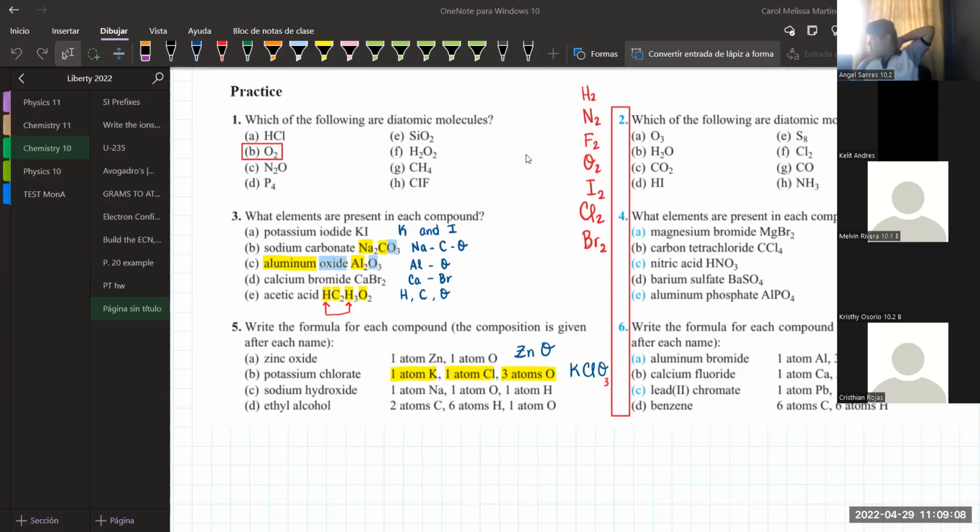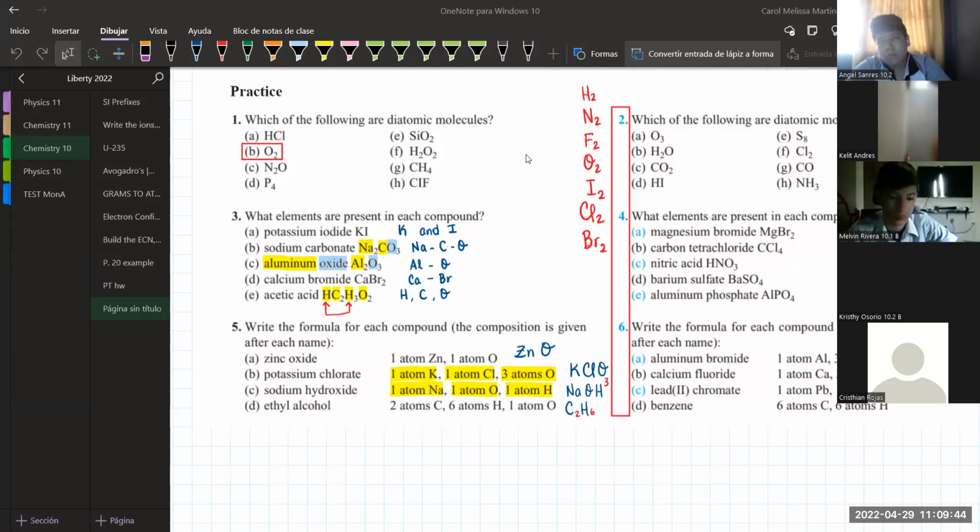For sodium hydroxide, it says that you need 1 atom of sodium, 1 oxygen, and 1 hydrogen. So it's going to be just Na, O, H, 1 of each, and the ones are invisible, so no need to write a subscript. And the last one says ethyl alcohol, 2 carbons, 6 hydrogens, and 1 oxygen. It's going to be written like that.